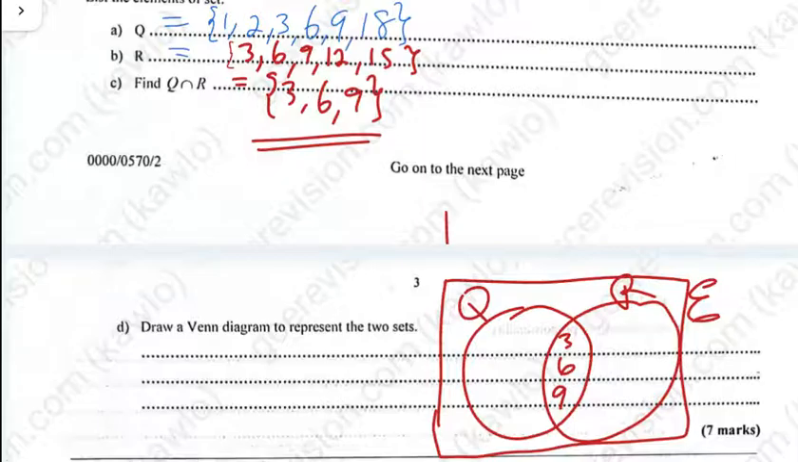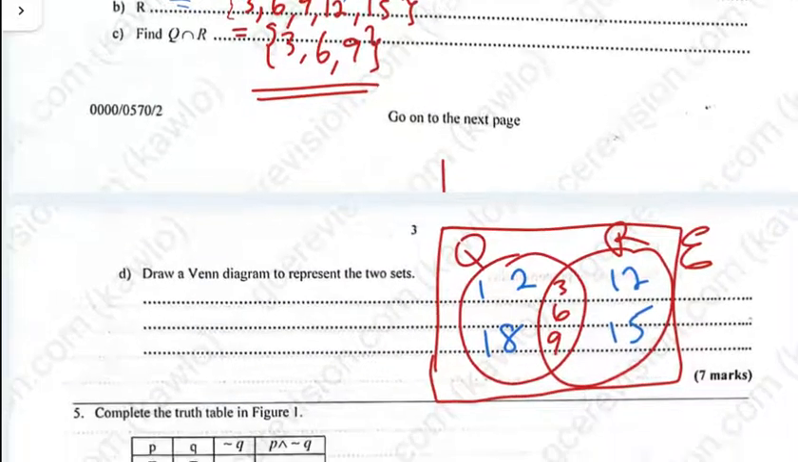And the other factors that are left in Q, what do we have? We have 1, 2, and 18. While for R, we have 12 and 15. So this is the Venn diagram representing the relationship between those two sets above. So that's the relationship.